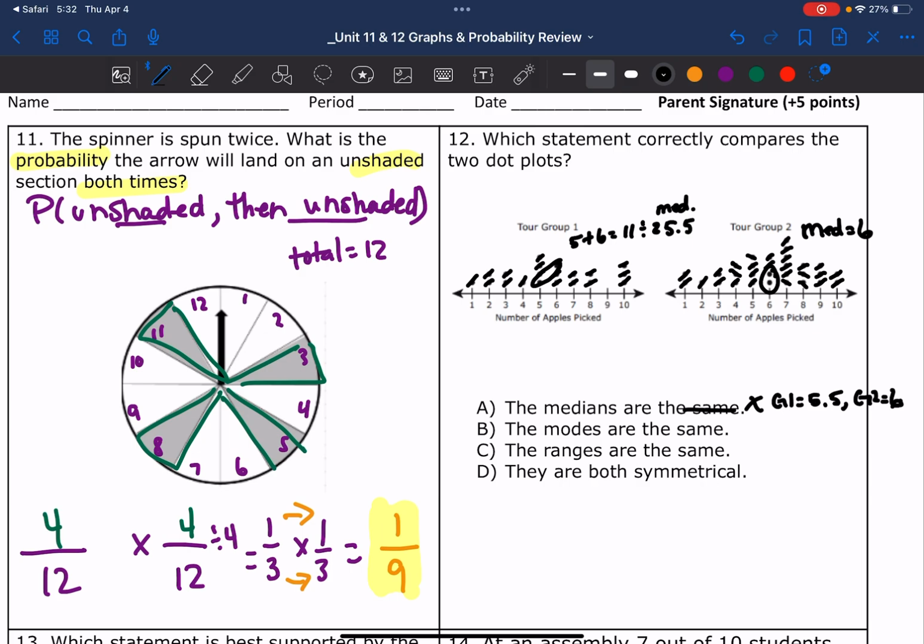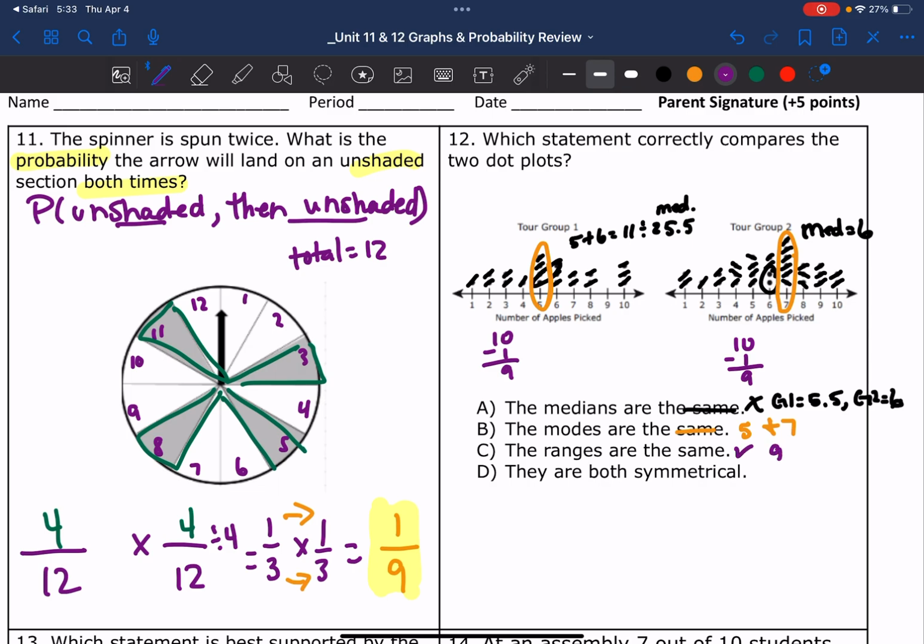All right, modes. Mode is going to be the most. So here that is actually going to be, let's see, 5 here. And this one is going to be 7. It says that they are same. No, they are not, because it is going to be 5 and 7. Okay, the ranges. That is going to be maximum minus minimum. So if we look at the range here, that is going to be 10 minus 1, which is 9. And this one is going to be 10 minus 1, which is a 9. Okay, so they are both the same.